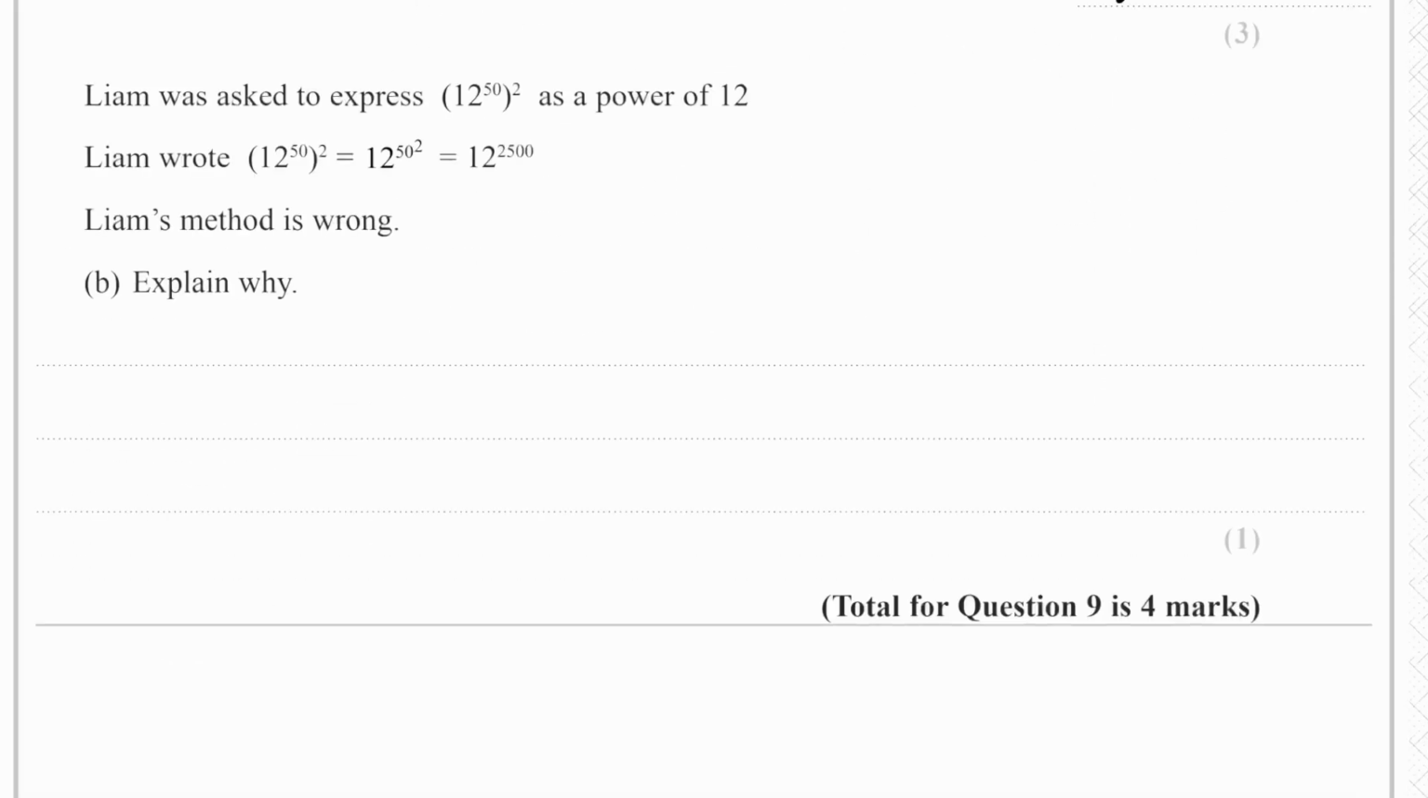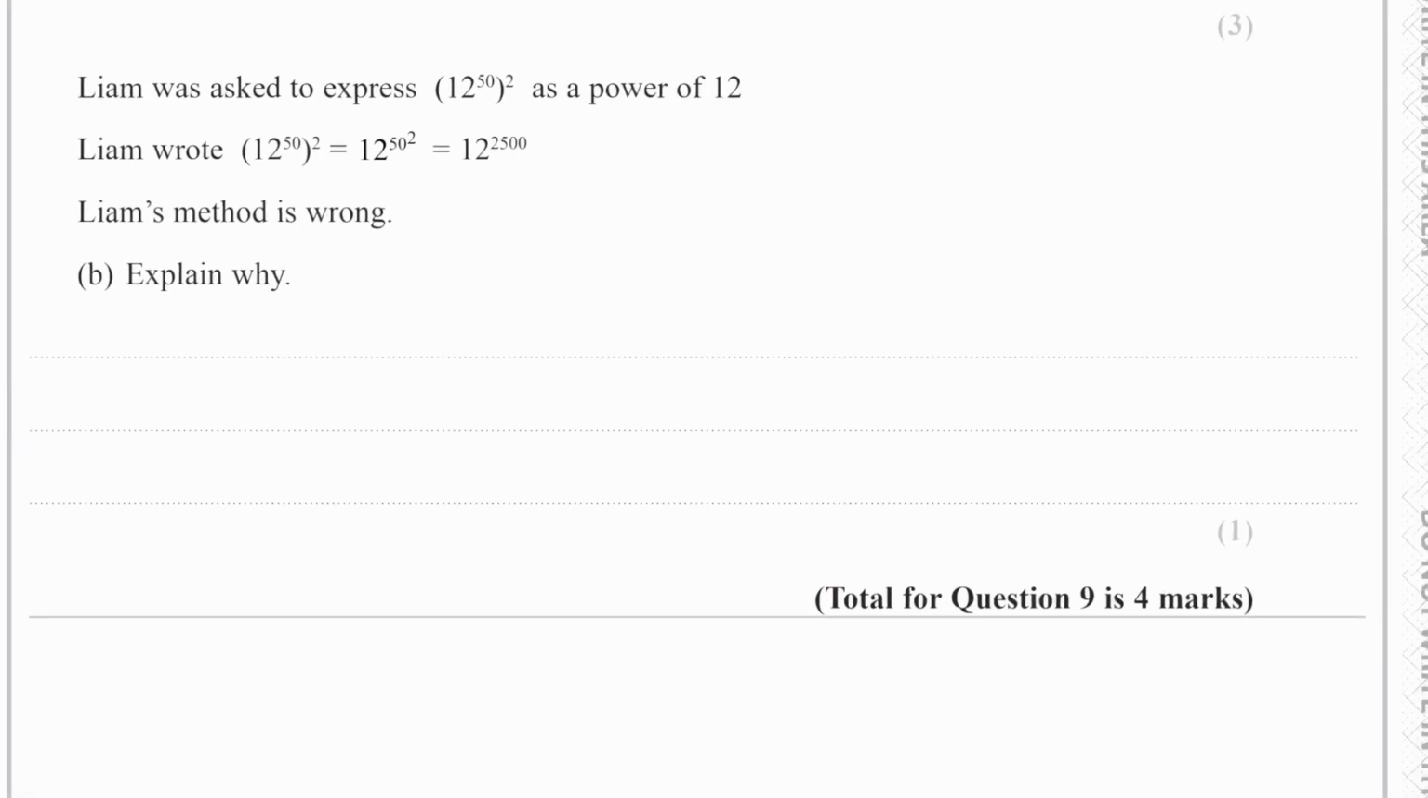All right. Liam was asked to express 12 to the 50 all squared as a power of 12. Liam wrote 12 to the 50 squared equals 12 to the 2500. Liam's method is wrong. Explain why.